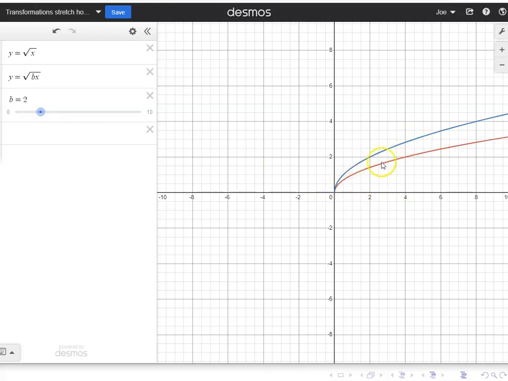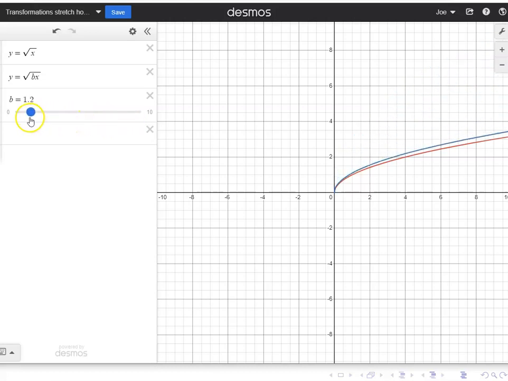We've now got this blue graph that, well, it looks taller. What's happening is we're compressing it horizontally. So for example, if I move it to 3, it's getting smashed more towards the y-axis. The bigger I make the b, the more and more it gets smashed towards the y-axis. So in this case, we get a horizontal compression.